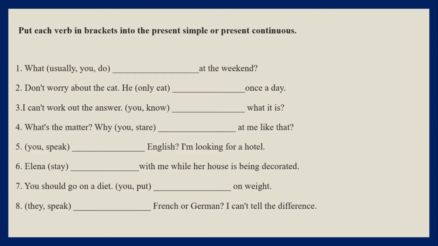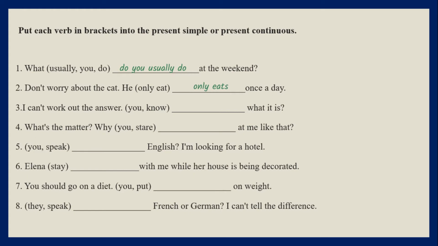Alright, number 1. What do you usually do at the weekends? We are talking about something which happens on a regular basis, and we also have an adverb of frequency, usually, which indicates that you should use present simple. 2. Don't worry about the cat. He only eats once a day. Again, something which happens on a regular basis, present simple.